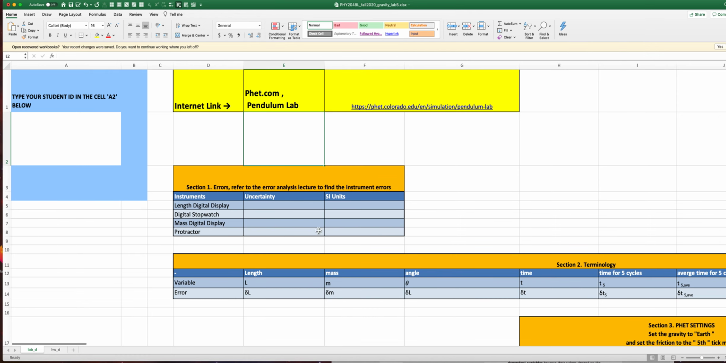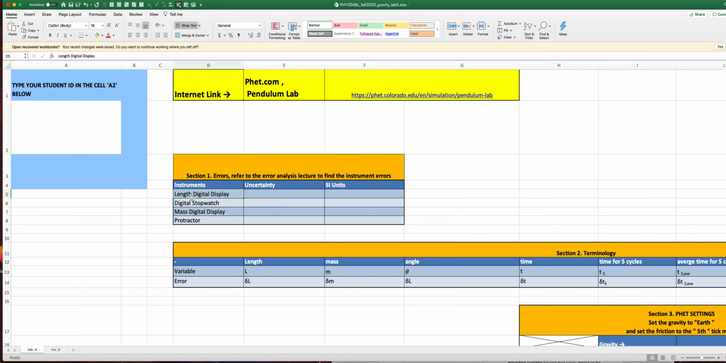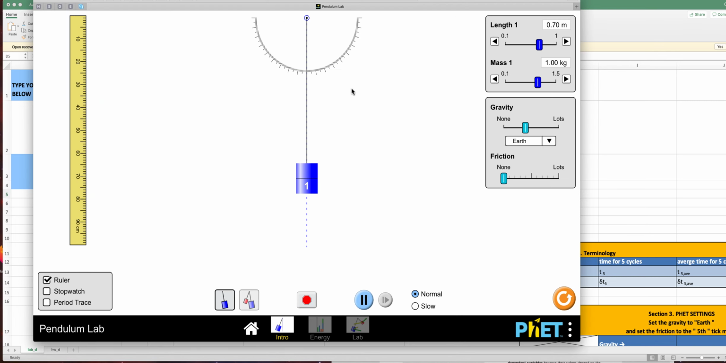First of all, you have your error measurements. The different components are digital, the length digital display. That's going to be on this PhET website here, and right there, this is going to be that number. That's going to be the digital display for the length. So this first number here, that's changing. Don't use a ruler to get the error. Use the actual reading for that digital display.